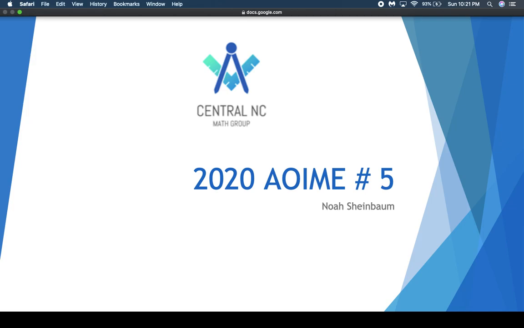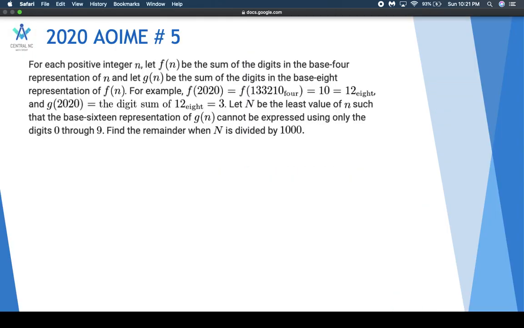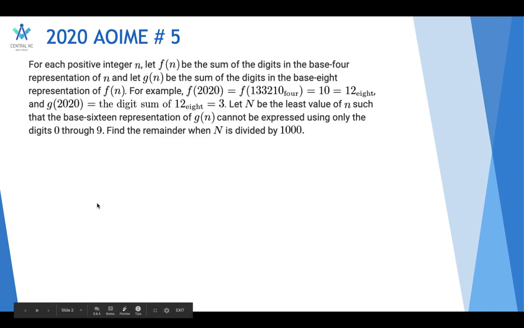Anyway, getting into the problem now. It's a relatively short one, but it's a lot of fun. Okay, so for each positive integer n, let f of n be the sum of the digits in the base 4 representation, and g of n be the sum of the digits in the base 8 representation of f of n. And then it gives a couple of examples here.